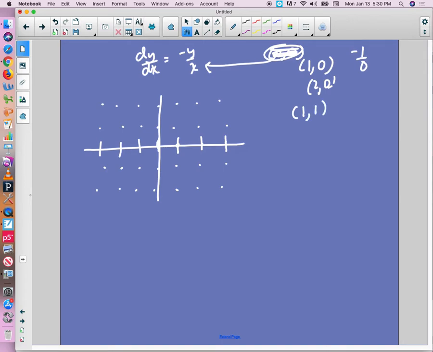All right, at (1, 1), so I'm right here, I get negative 1 over 1, so I get negative 1. At (1, 2), right here, I get negative 2 over 1, so negative 2, a little bit steeper. At (0, 1) I get 0. At (0, 2) I get 0. At (0, -1) and (0, -2)... oh, I'm sorry, those are wrong.